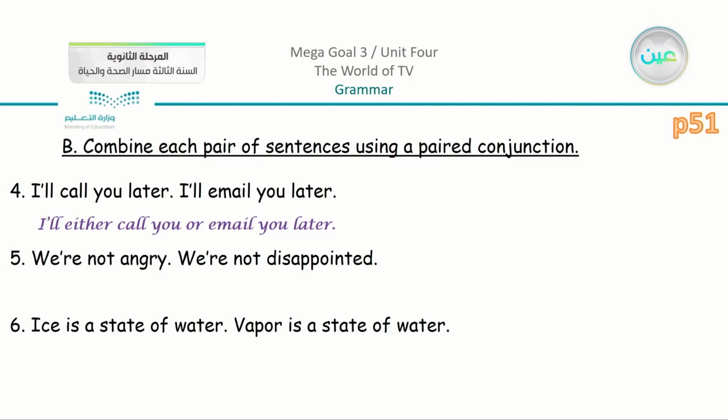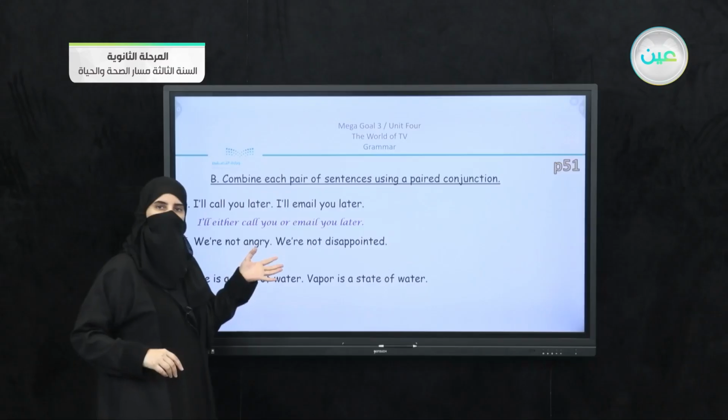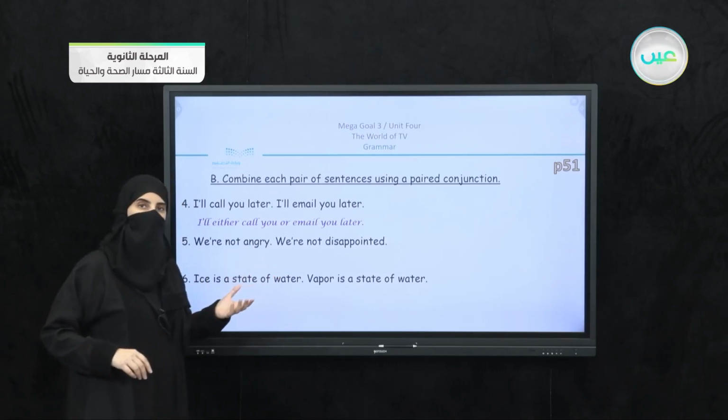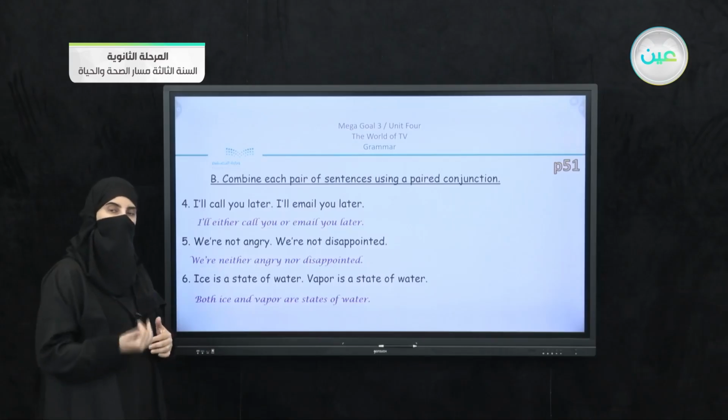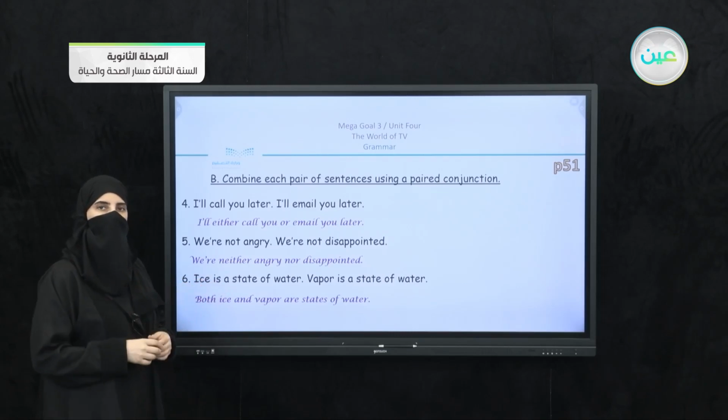We have the second one: we're not angry, we're not disappointed. Since you can see here that we have a negative, the negative part here is: we're neither angry nor disappointed. Then we have in number 6: ice is a state of water, vapor is a state of water. Here we can join them together and say, both ice and vapor are states of water. And you can see that I changed the verb state into states because now we have plural.